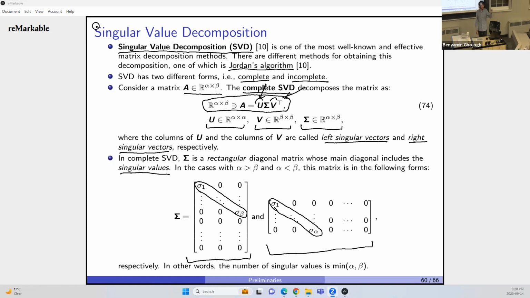So now we have two vectors. In eigenvalue decomposition, we had only one eigenvector because it was a square matrix. Now it is a rectangular matrix, so we have left and right singular vectors.